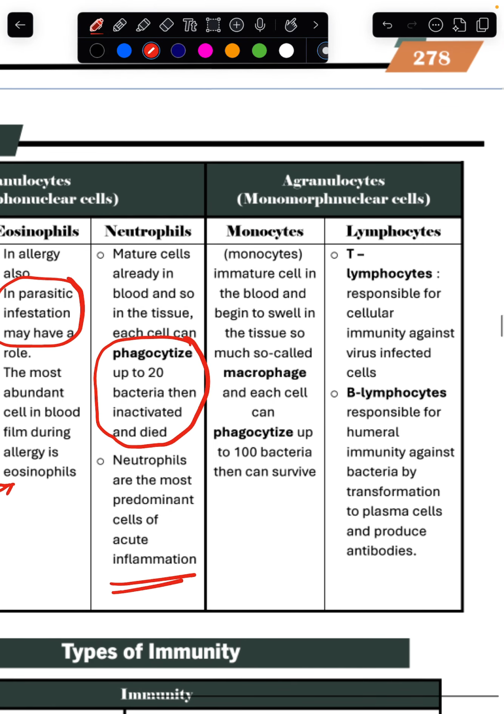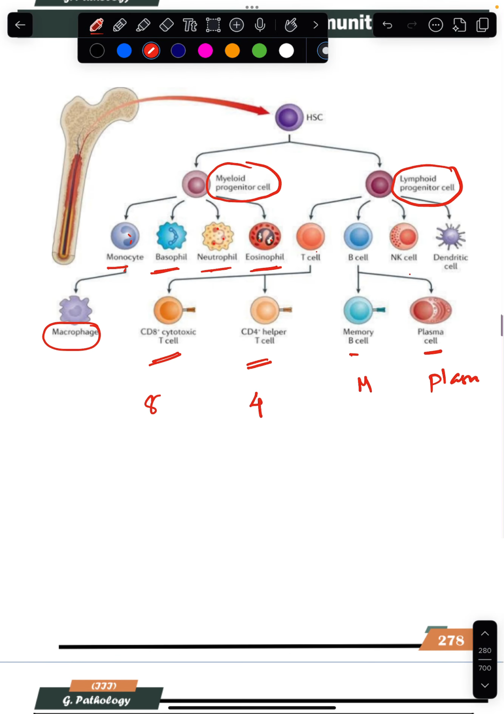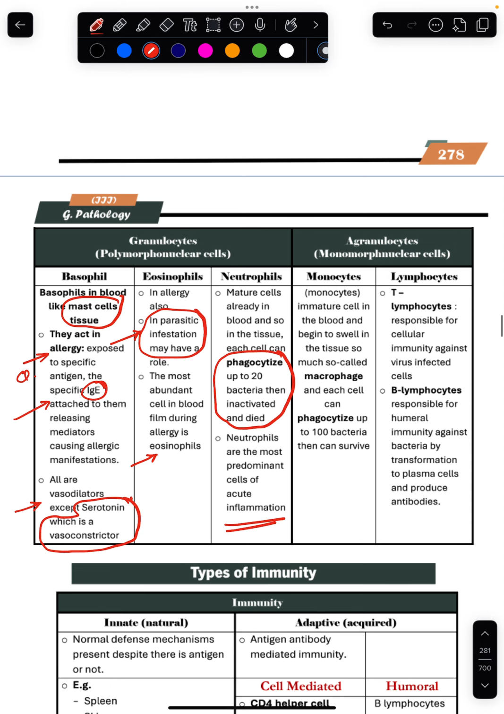Now agranulocytes are monocytes and lymphocytes. Just as you have seen here, these are monocytes and lymphocytes. This is a monocyte; they convert into macrophages. Neutrophils can phagocytose, and monocytes, immature cells in the blood, begin to swell up and are called macrophages. Phage means eating. They phagocytose up to 100 bacteria. Neutrophils die, but macrophages can survive.